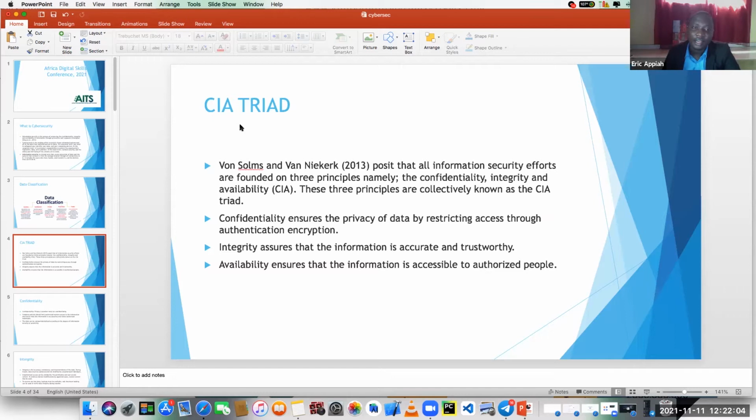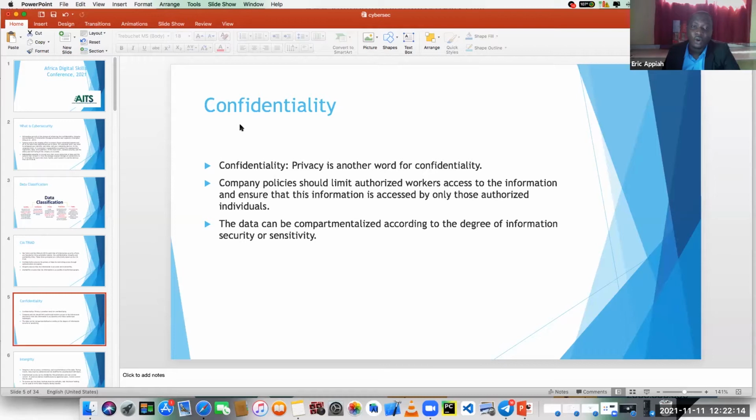In cybersecurity, when you hear CIA, it's all about the confidentiality, integrity, and availability of data. So confidentiality is another word for privacy.